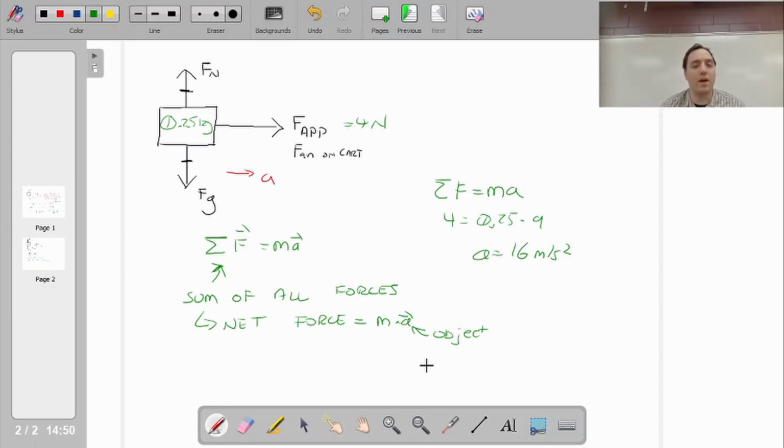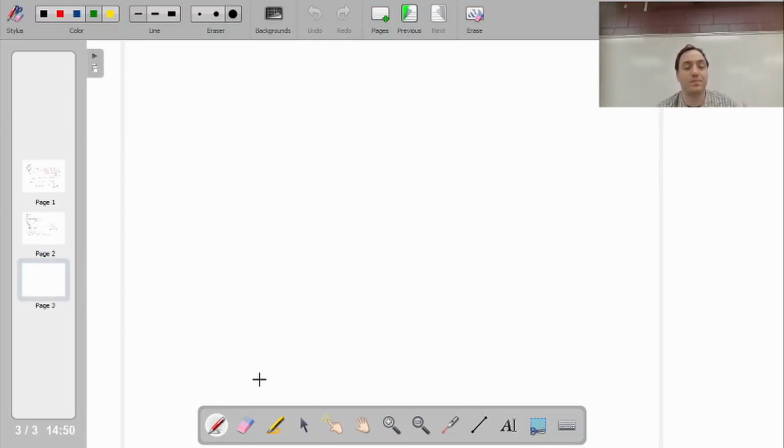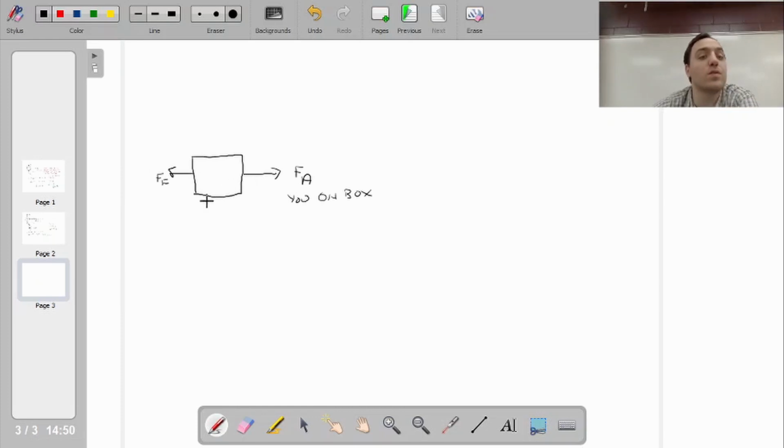But let's talk about how it gets a little more complicated. So instead of talking about the fan cart, let's talk about a slightly different situation. Imagine you have an object, a box sitting on a table. You push on the box to the right, and friction stops it from moving. There's no acceleration. The forces are balanced. Gravity is pulling it down, and your normal force is up.